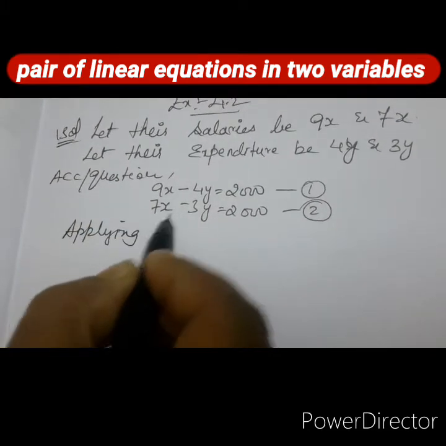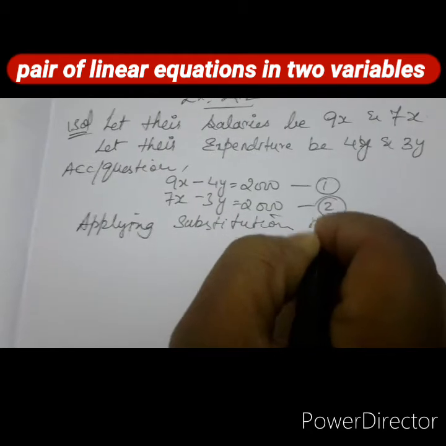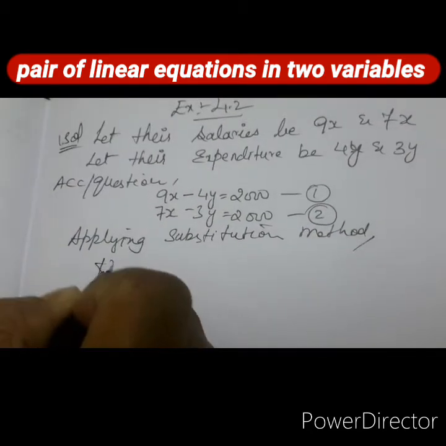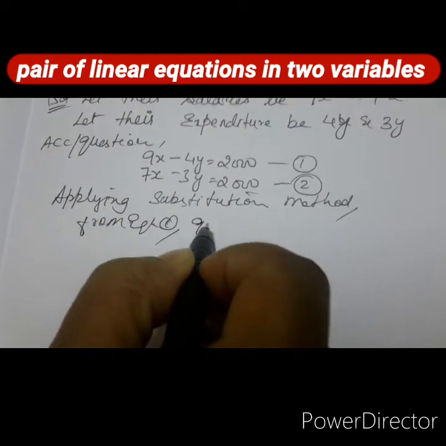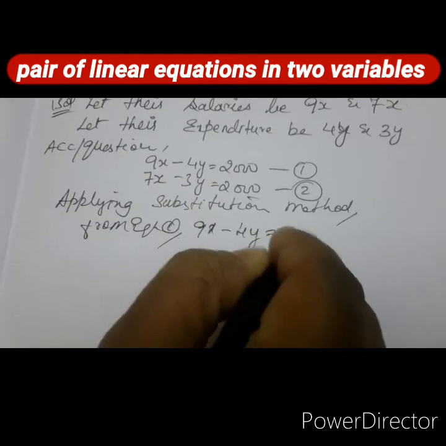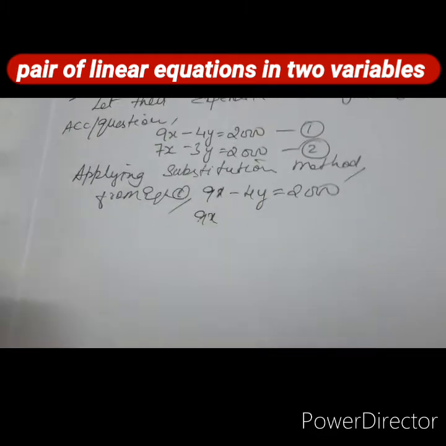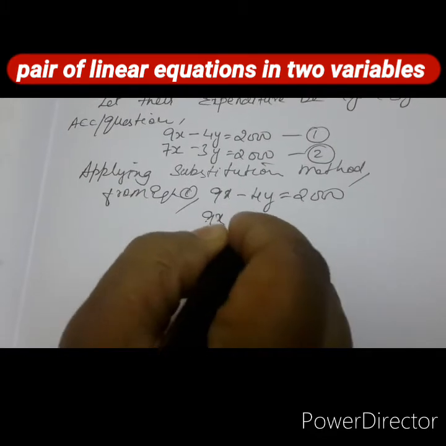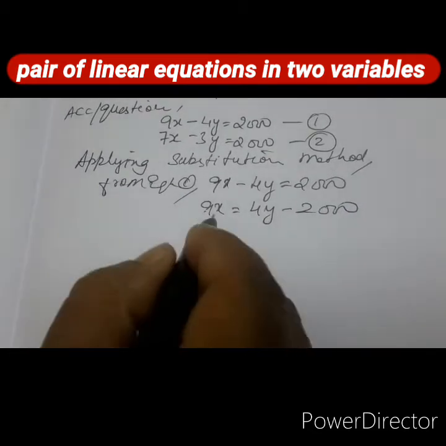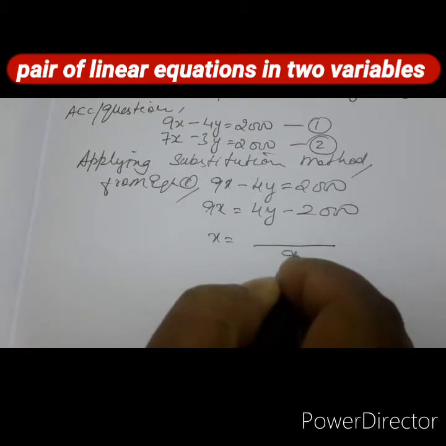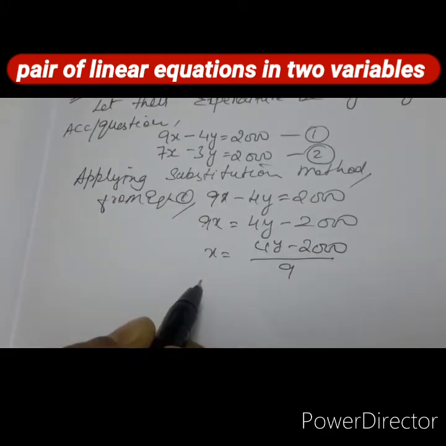Applying the substitution method. From equation 1 I am solving. What is equation 1? 9x minus 4y equals 2000, right? Write this equation in x form. So 9x should be written on this side, 4y towards the right side, and this minus 2000. X should be alone, so the multiply becomes divide. Then 4y minus 2000 divided by 9, we got x form.